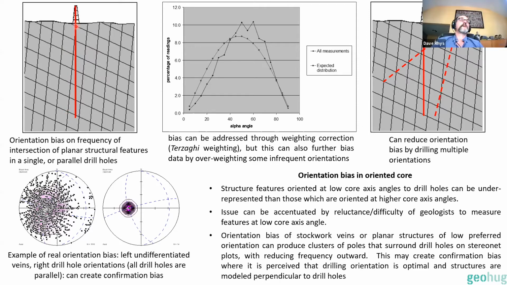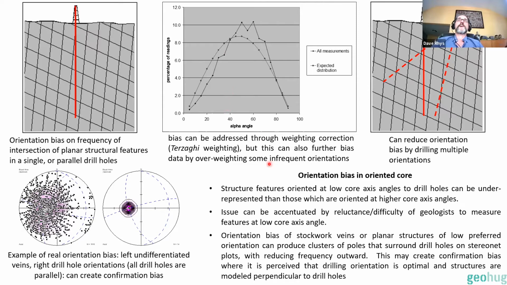to the more gently dipping points. Now, you can weight that, use the Terzaghi weighting method to basically look at what the predicted number or frequency of orientations are in the drill hole, and take points that are less frequent and elevate their relative abundance on a stereonet for contouring purposes, and really try and overcome that orientation bias.